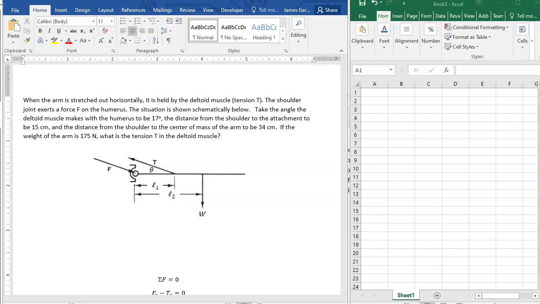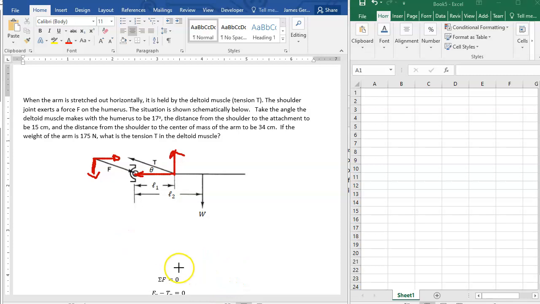Okay, let's talk about problem one from mechanics. This is basically a statics problem, right? We're interested in a couple things. We're interested in the forces, like this is the vertical component of the tension from the muscle. That's the horizontal component. This is the force on the elbow, or on the shoulder, pardon me, and its components.